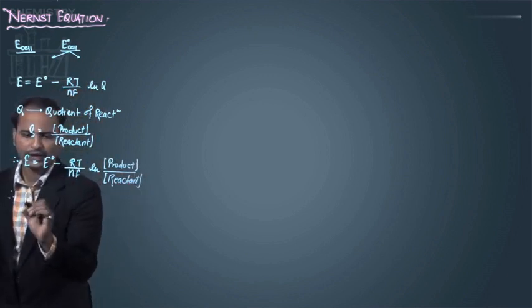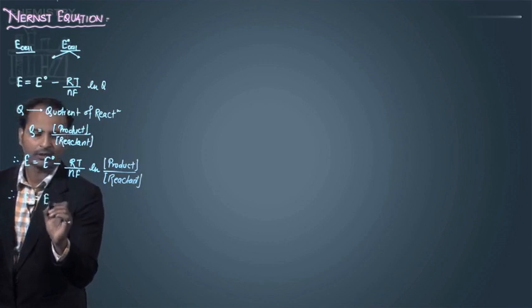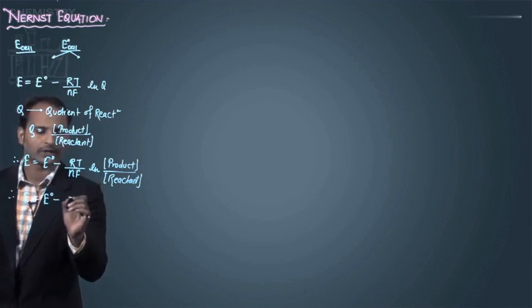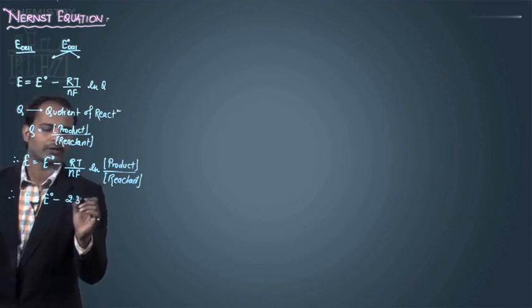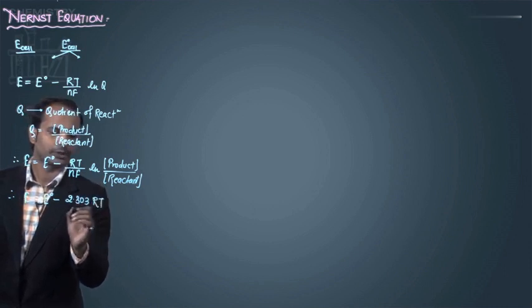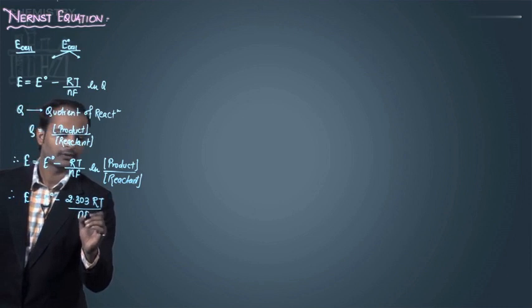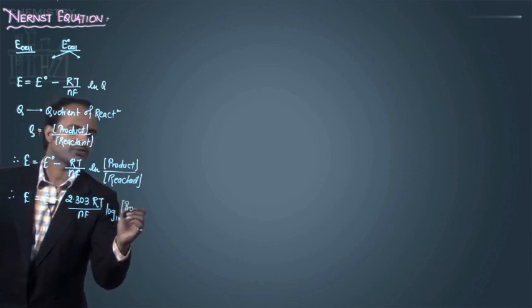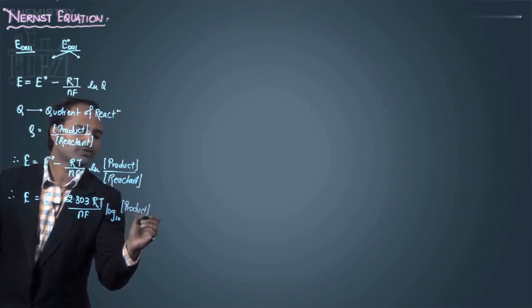Therefore, E is equal to E naught minus this. If I replace this log to the base e with log to the base 10, then the whole expression gets multiplied by 2.303. So we will have 2.303 RT upon NF log to the base 10 of the molar concentration of product upon the molar concentration of reactant.